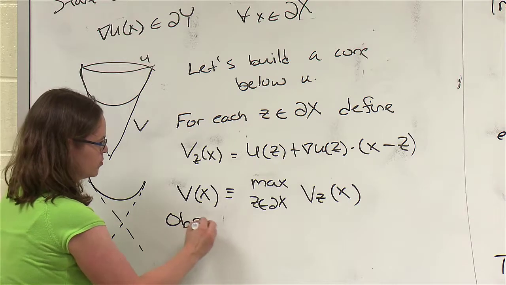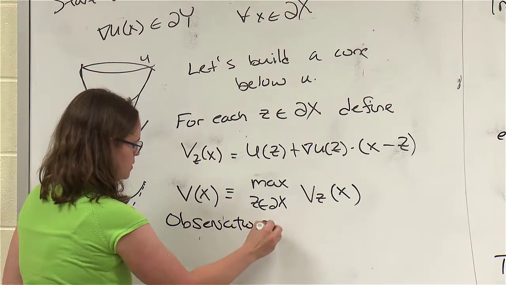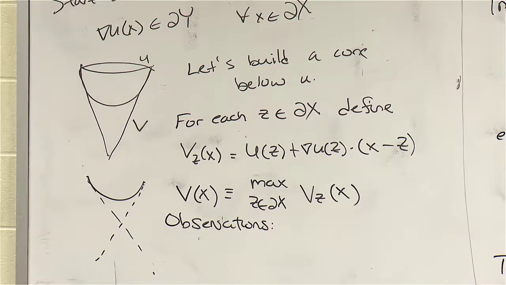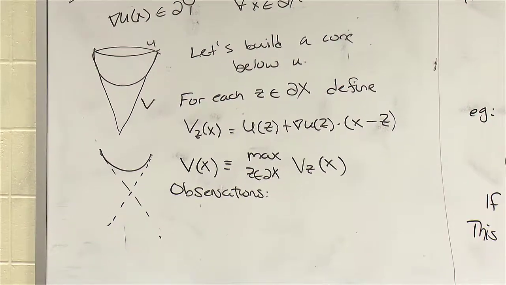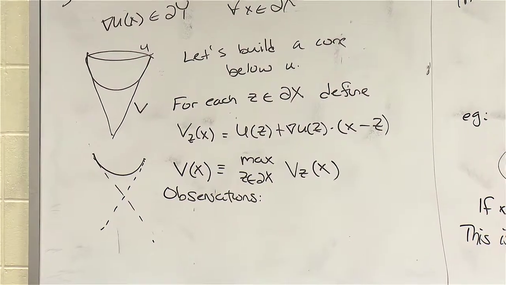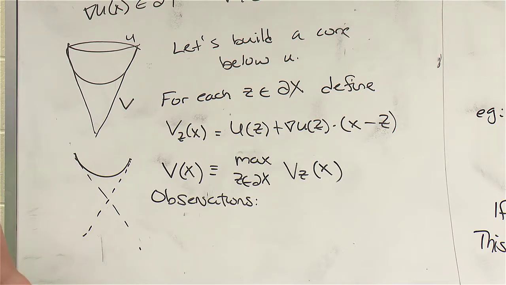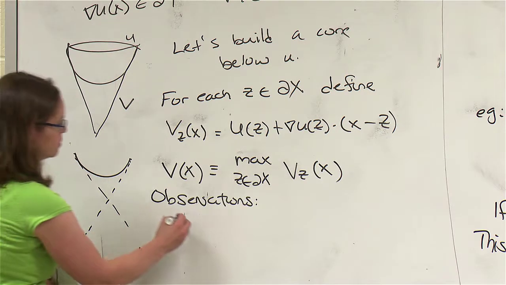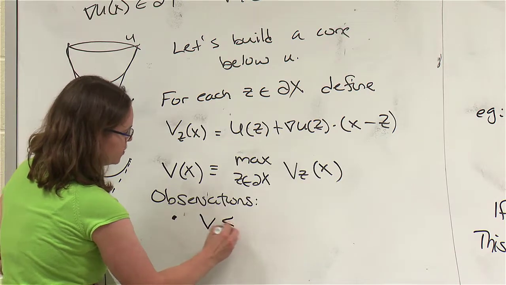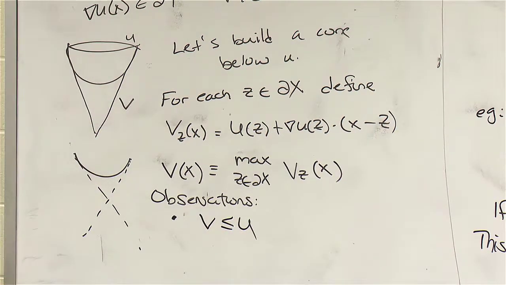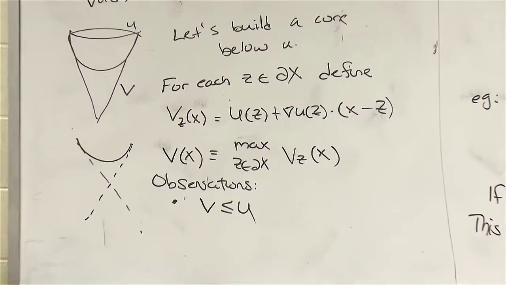So what are some things we can observe? V sits below u, yes? Right, because all of these things are hyperplanes, supporting hyperplanes, and supporting hyperplanes always sit below u everywhere. So when I take the maximum of them, we're still below u. So we certainly know that v is always below u. What else do we know? We know that v is convex. So I've taken the maximum of a bunch of affine functions. That's going to be a convex function.